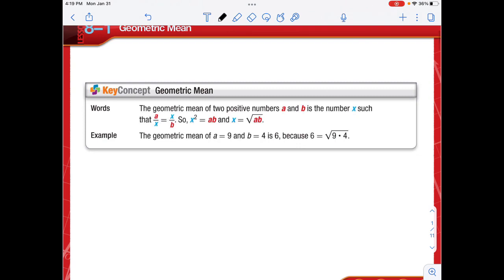A geometric mean, you multiply numbers and then you take the square root. So for example, if 9 and 4 are your a and b, you just go ahead and multiply those and then you take the square root of that. And in this case, it's a really nice number. It is just the number 6.